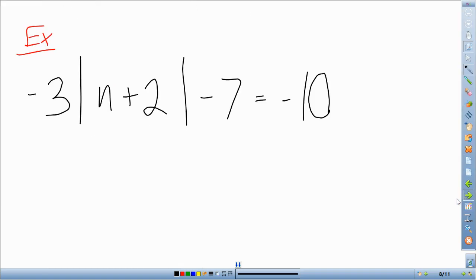Okay, so let's just keep going. We have a couple more that just get more elaborate. Let's take a look at this example. Go ahead and copy it.